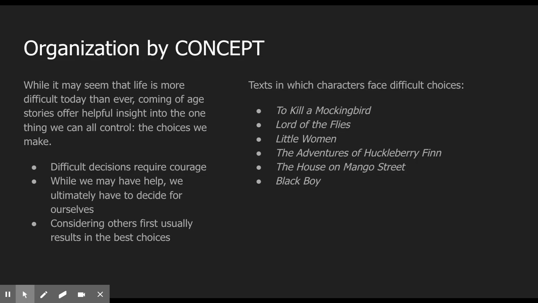And considering others first usually results in the best choices. I've got 3 reasons now. And here's the nice thing. I might come up with 4 or 5 more if I want to. The number of body paragraphs is a rhetorical choice.